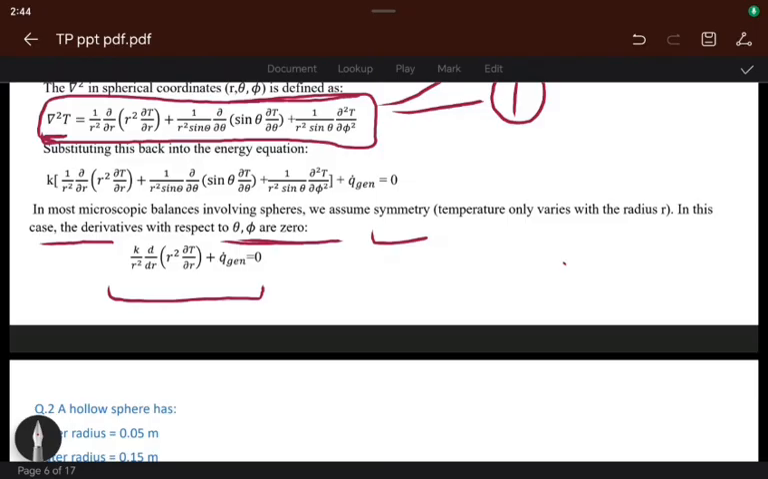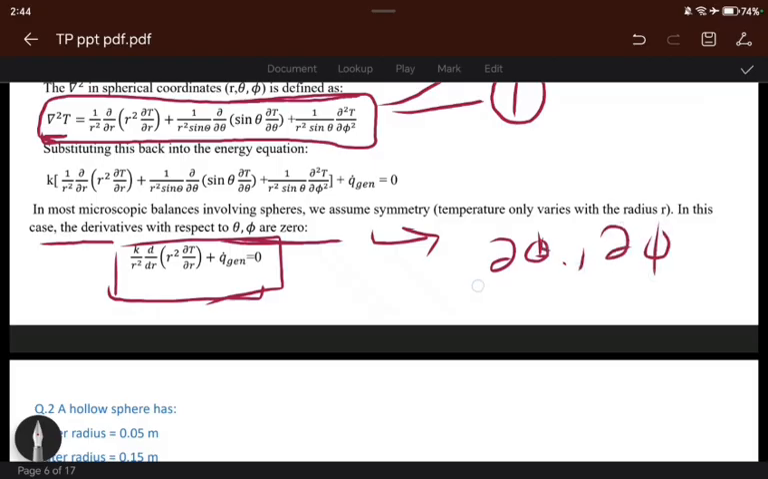What we will get from this line, we will get our final equation, that is k by r square d by dr r square delta t by dr plus q generation, because here the differentiation with respect to theta and phi will be 0, so the d by d theta term will be 0 and this term will also be 0, so only this term will be remaining and this term will be remaining.